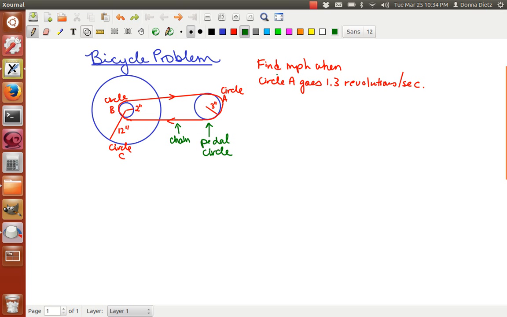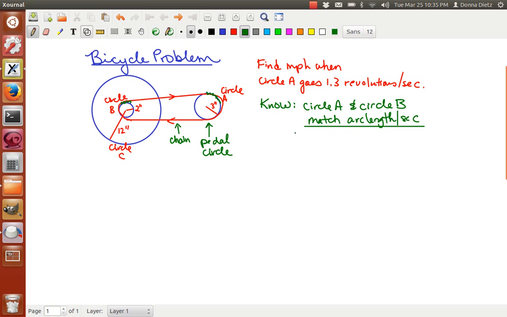So we know right now from the problem it gave us, we want to find the miles per hour of the bicycle when circle A is going around 1.3 revolutions per second. So one thing we know is that circle A and circle B match in a certain way, match arc length per second. And the reason why is this chain is making sure that those two have to match, because you see there's little teeth going all the way around, and it forces everything to be exactly the same speed. They're not going around at the same angular speed, but they're going around at the same arc length speed, okay?